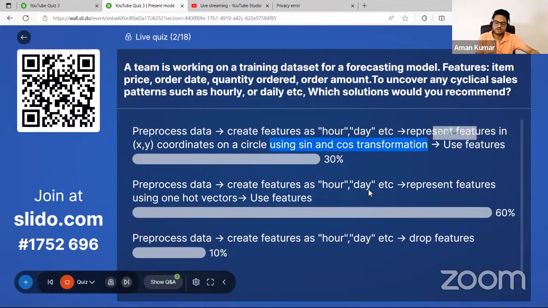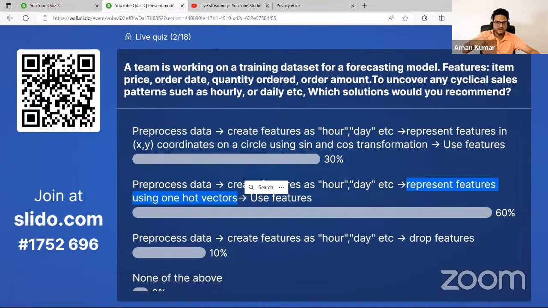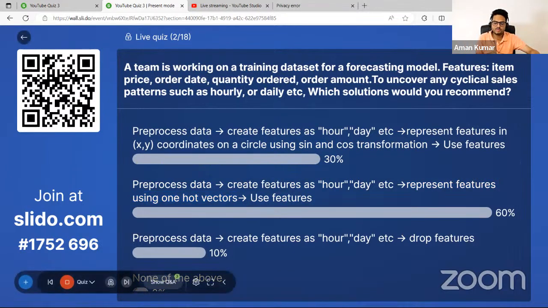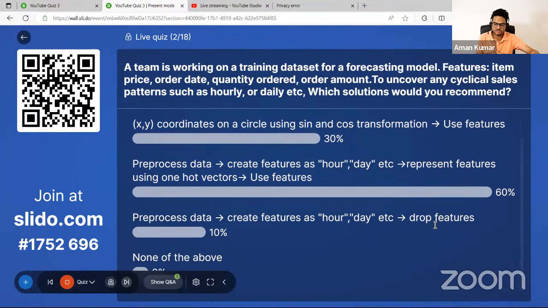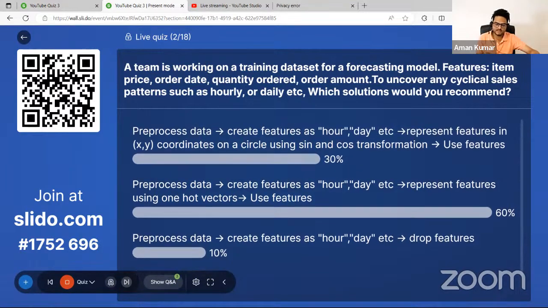One hot encoding is not an option that we can use here because we are not encoding a categorical feature. We are trying to use a numerical feature by identifying the cyclic patterns, right? So in this case, your correct answer will be by doing anything if you are able to identify your cyclic pattern. So if you plot that on your XY axis using sine and cos transformation, maybe you will be able to find those patterns and then you can use those features. Okay. So drop feature is not at all an option, and none of the above is just a distractor.